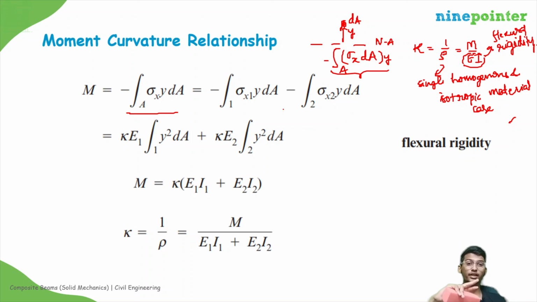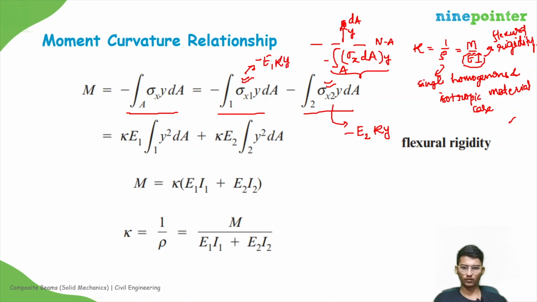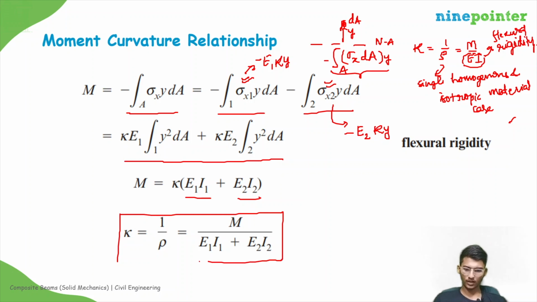This should be split into two parts, one for material 1 and another for material 2. That will be something like this, right? We know the value of sigma 1 and we know the value of sigma 2. That will be minus E2 kappa y, and this is minus E1 kappa y, right? From this we get the values as something like this. The curvature is the same for both. So we can write M equals kappa into E1 I1 plus E2 I2. So we get kappa equals 1 by rho equals M by E1 I1 plus E2 I2.